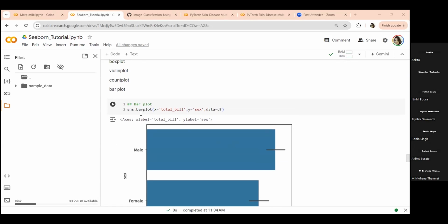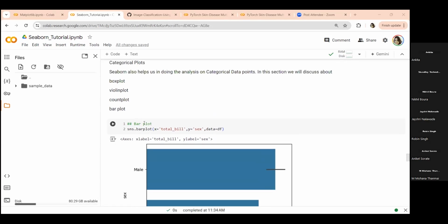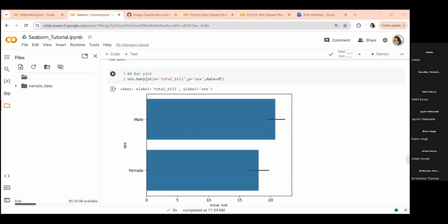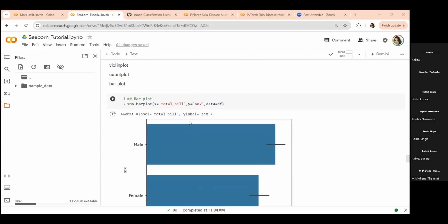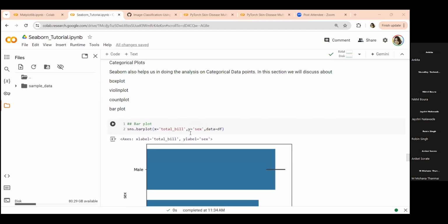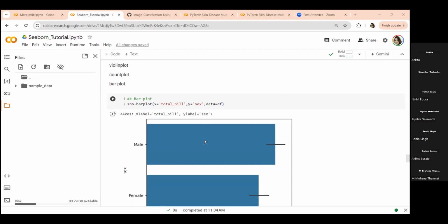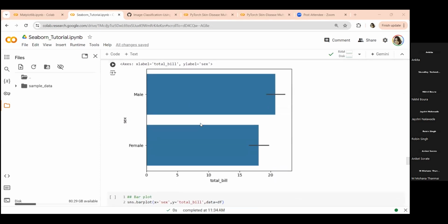Okay, so for that, we are using the bar plot. The bar plot we basically have to use on categorical features, because we have one categorical feature here, that one is the sex. So when we are comparing one continuous feature value with one categorical feature value, then for that we have to use this bar plot. Basically, we are counting how many total bills are paid by the male person, and how many total bills are paid by the female person. So for that we have to use this bar plot.